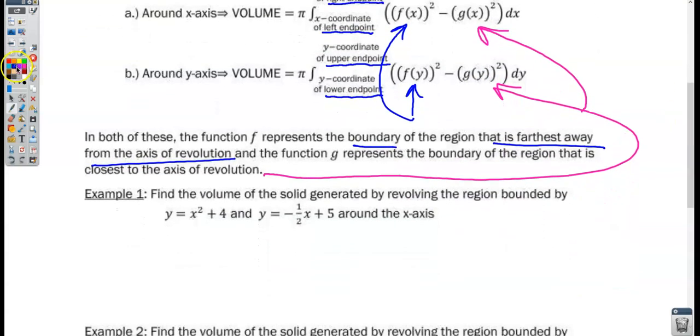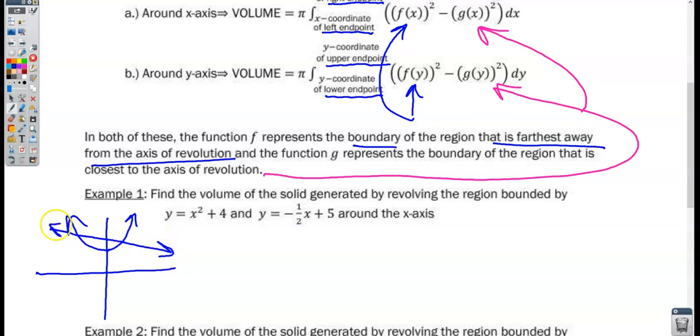Example 1. We're going to find the volume of the solid generated by revolving the region bounded by y equals x squared plus 4 and y equals negative 1/2 x plus 5 around the x-axis. So first, think about what this looks like. I've got y equals x squared plus 4. I've got y equals negative 1/2 x plus 5. And so this is my region.